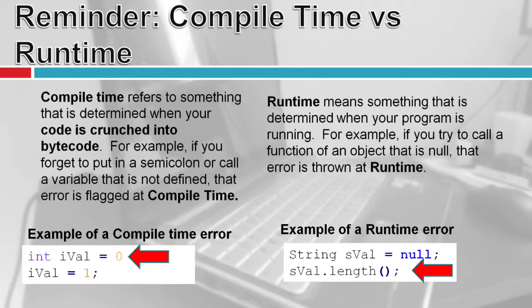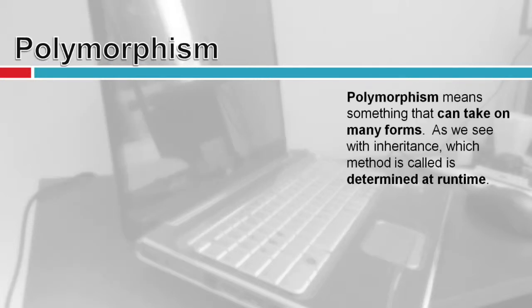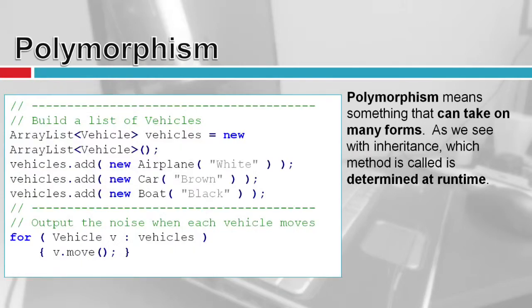So think about runtime when you talk about polymorphism. Polymorphism comes from the word polymorphic, which means something that can take on many forms. Poly meaning many, and morphic taking on forms. As we see with inheritance, which method is called is determined at runtime. So what does that really mean?